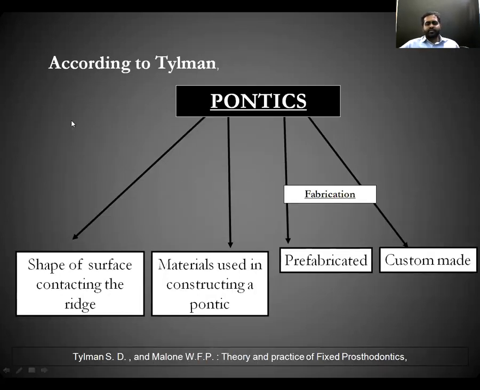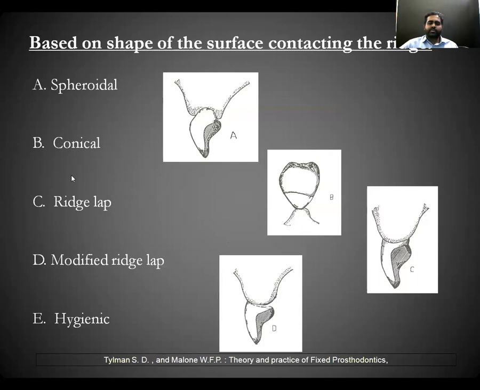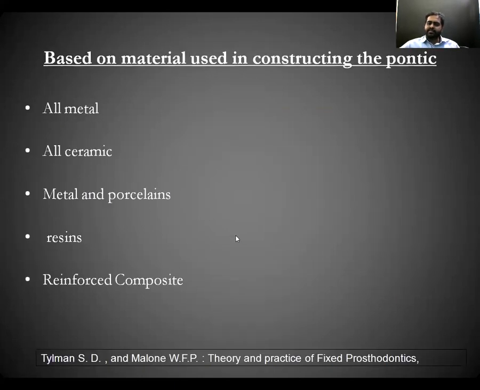According to Tillman, the contact can be classified into various categories depending upon the shape, material, and the way of fabrication. Depending upon the shape and the surface of contact, it is divided into categories like spheroidal, conical, ridge-lap, modified ridge-lap, and the hygienic contact. It will be discussed in the next slides.